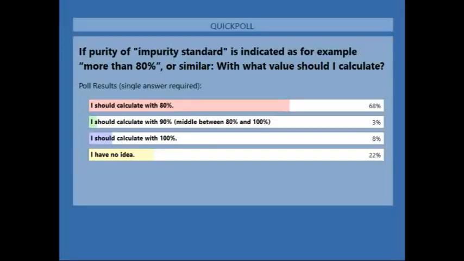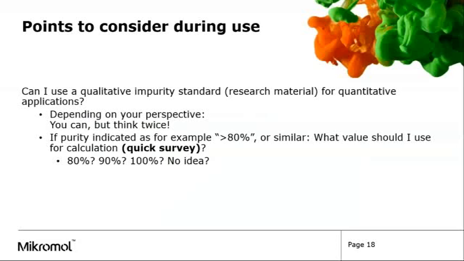Right. So we have roughly 2/3 of those that answered who said I should calculate with 80%. 3% said you should calculate with 90 because it's in the middle of 80 and 100, and 8% said you should calculate with 100%, and more than a fifth of you said you have no idea. Okay, perfect. Thank you very much for having the survey, and I will take it out now, and over to you, Bernie, again for the right answer, please.